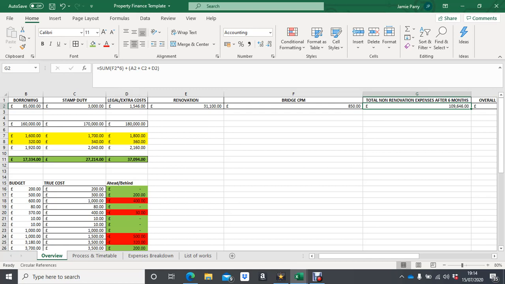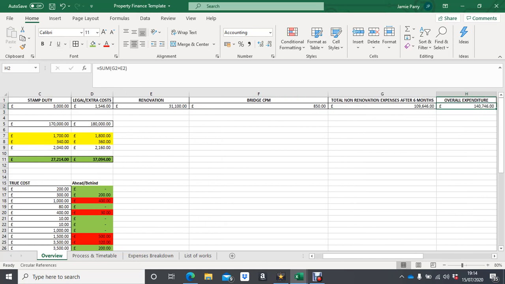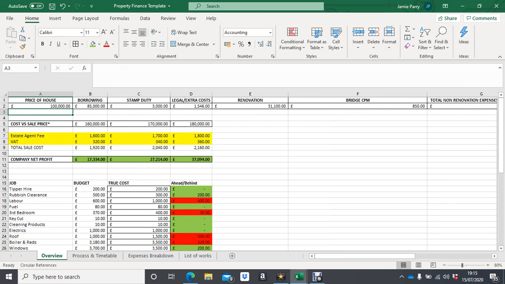Okay, there's non-renovation expenses and our overall expenditure that will include the renovation. So in this fictional example, it's cost us 140 all in. At the beginning, we're not going to have all those figures. We're only going to have an estimate or what's in our budget. So we're also going to look at what range we can sell between. In this example, we've gone from 160 to 180. So we're anticipating quite a healthy return on this flip property.